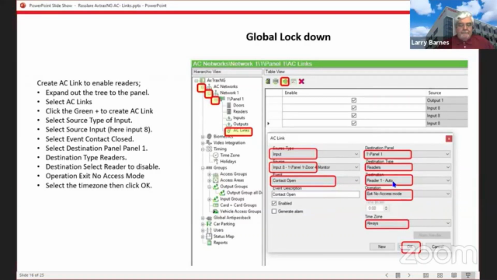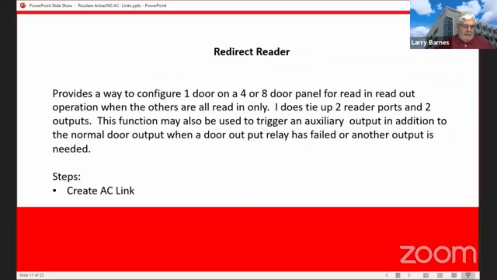All right. This is the one I spoke about, redirecting a reader. This can be used a lot of different ways. I'm just hitting a few of the ways we can use AC links, by the way. I mean, there's other things we can do with them. I'm just trying to hit some of the more common ones here.